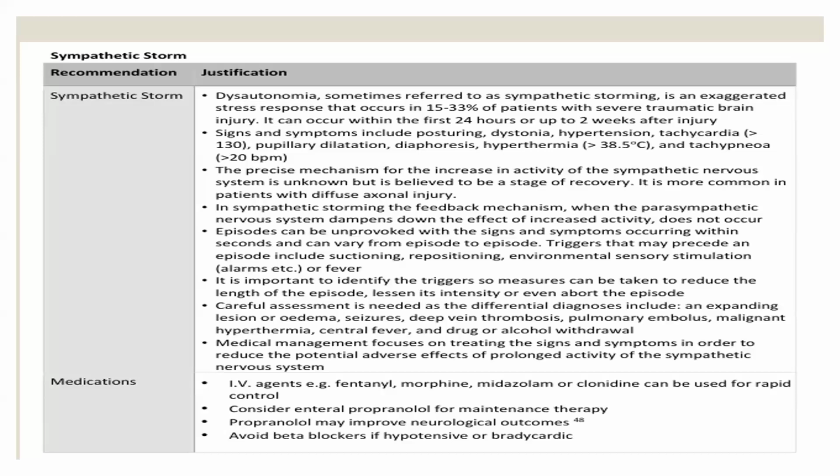Careful assessment is needed as the differential diagnosis includes expanding lesion, edema, seizure, deep venous thrombosis, pulmonary embolus, malignant hyperthermia, central fever, and drug or alcohol withdrawal. Medical management focuses on treating the signs and symptoms in order to reduce the potential adverse effects of prolonged activity of the sympathetic nervous system. Regarding medication, IV agents like fentanyl, morphine, midazolam, and clonidine can be used for rapid control. Consider enteral propranolol for maintenance therapy. Propranolol may improve neurological outcome. Avoid beta blockers if the patient is hypotensive and bradycardic.